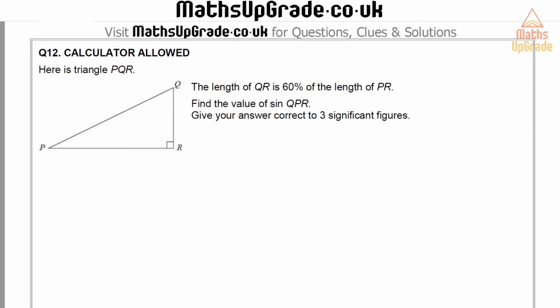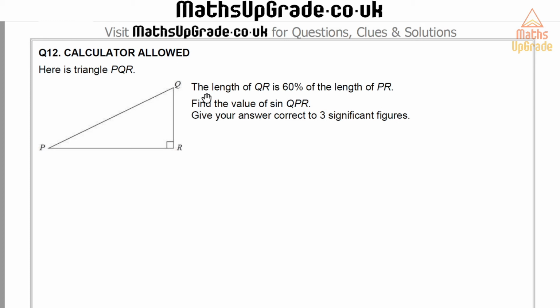The remainder of the questions in this booklet are calculated questions. Question 12 is worth 3 marks. You're given a right angle triangle and you're asked to find the size of an angle. Straight away that should tell you that this question involves trigonometry. If you're not sure on what trigonometry is, then feel free to look at my video on this channel on trigonometry.